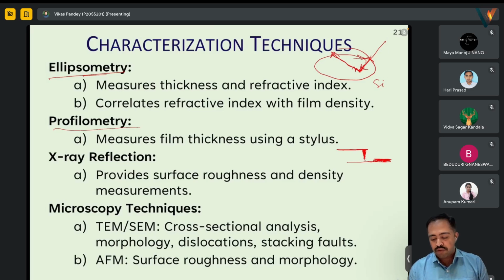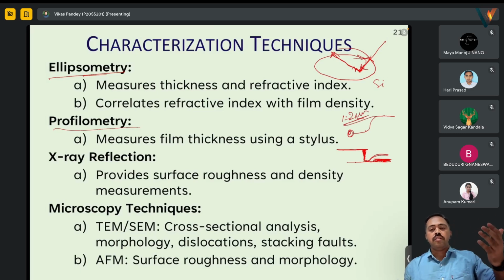So the stylus will move across, and based on the pattern that it touched, it will give you the graph, and you will know what was the base thickness. If you consider this 0 and this is say 1.2 micrometer, so you know that 1.2 micrometer is the thickness of the film that we grew in one part. In the other part it was not there.